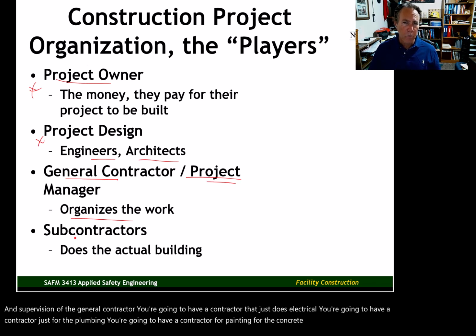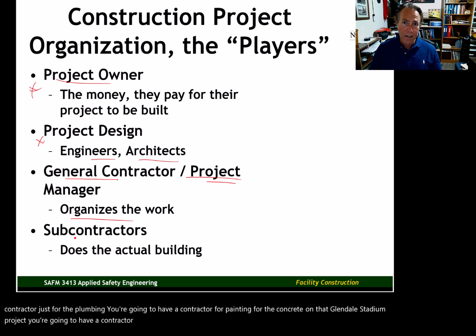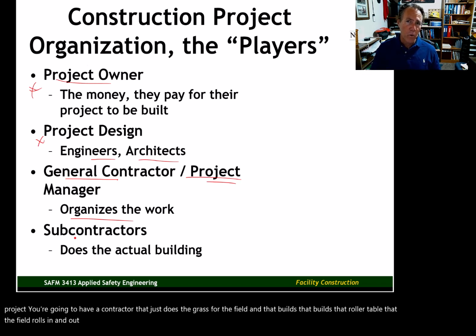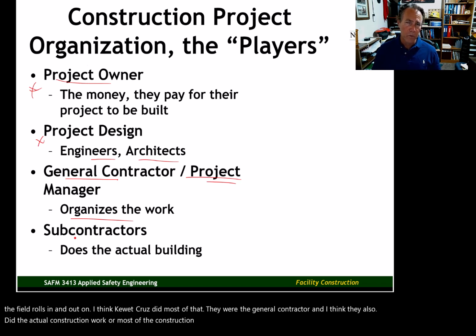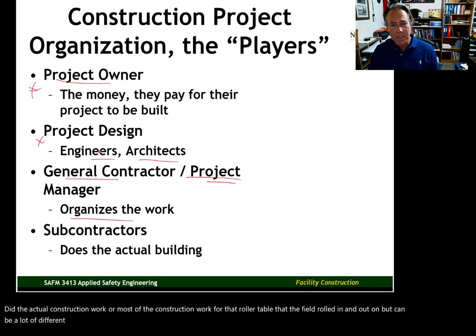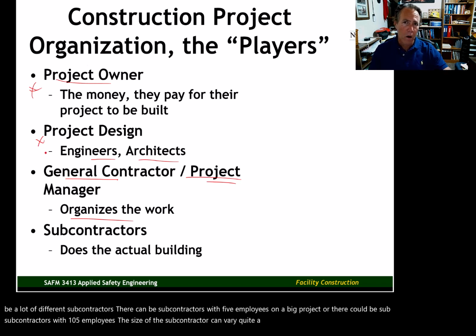On that Glendale Stadium project, you're going to have a contractor that just does the grass for the field, and that builds that roller table that the field rolls in and out on. Actually, I think Kiewit actually did most of that. They were the general contractor, and I think they also did most of the construction work for that roller table that the field rolled in and out on. But it can be a lot of different subcontractors. There can be subcontractors with 5 employees on a big project, or there could be subcontractors with 105 employees. The size of the subcontractor can vary quite a bit depending on the project.